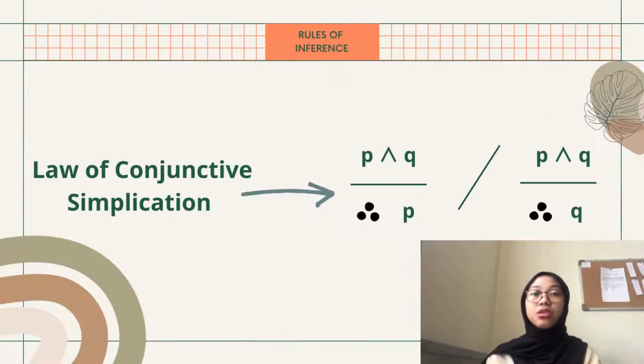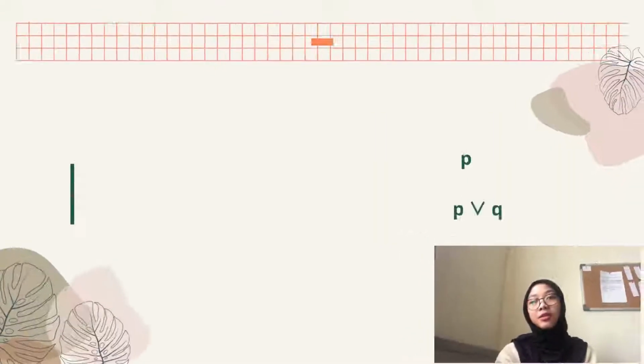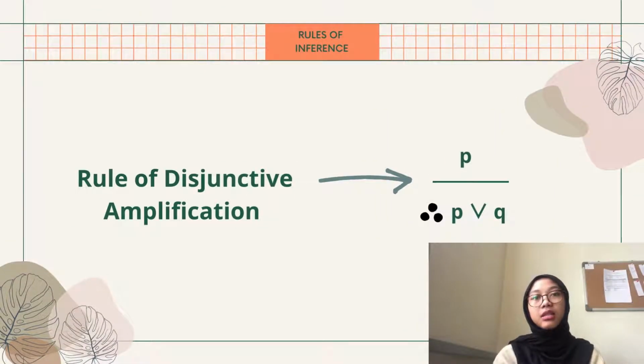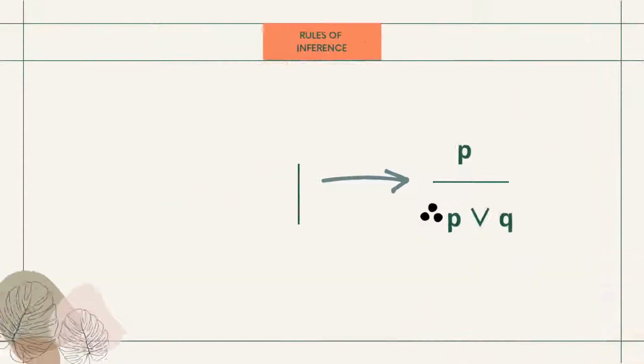The next rule is the rule of simplification. We use this rule to choose a statement or premise. For example, P and Q. So for the conclusion, we can choose either P or Q. Last but not least is the rule of disjunctive amplification. We use this rule to add a new premise and the symbol OR is used. For example, if we want to add Q into P, we need to write it as P or Q.